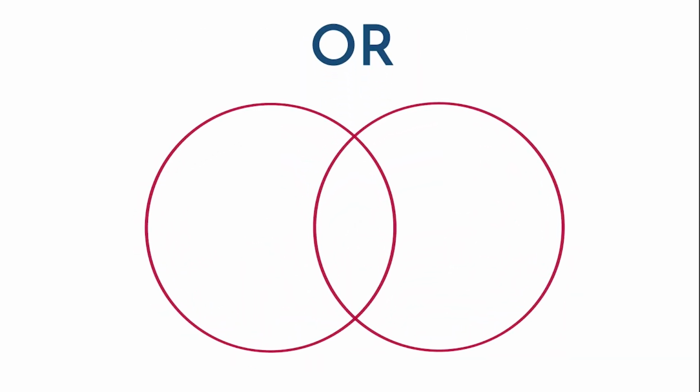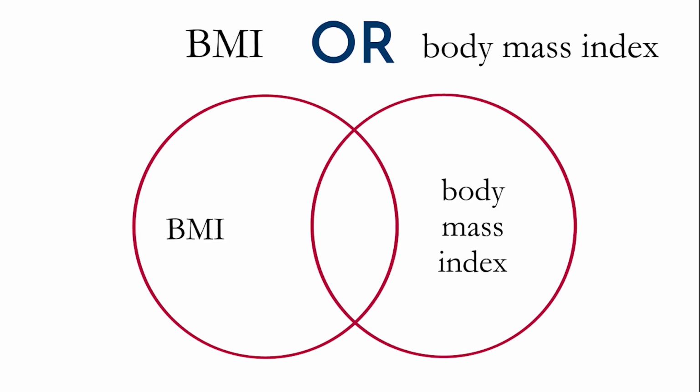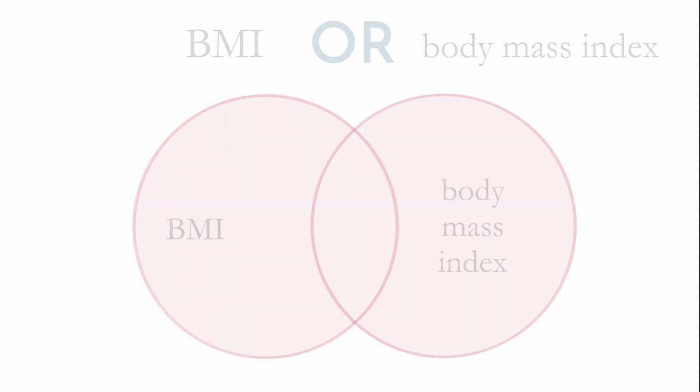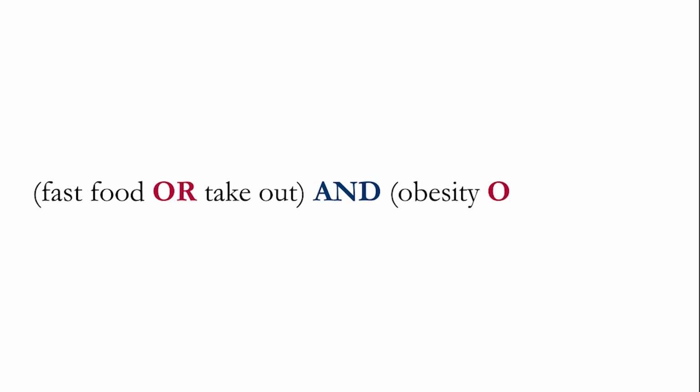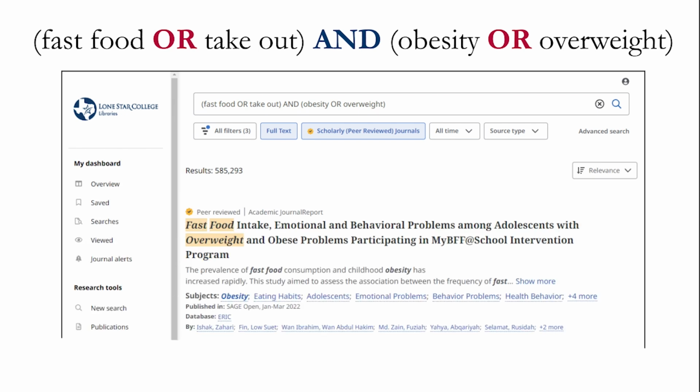Or widens your search. It means that you're willing to accept two terms as interchangeable, and it's great to use with synonyms or words that have similar meanings. So for our search, we might say BMI or body mass index to make sure that we get articles that use either the abbreviation or the full phrase. You can also combine the terms to build a search string. For example, we can search for fast food or takeout and obesity or overweight. Using effective search strategies can save you time and help you get the best results for your topic.